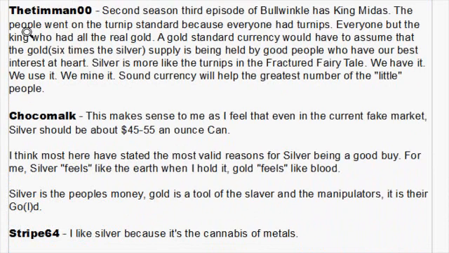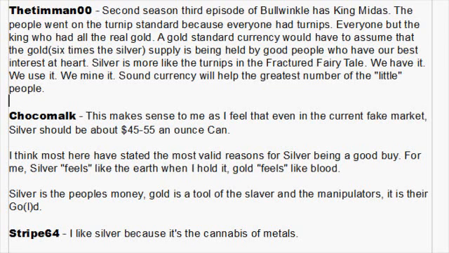Moving on, we got the Tin Man Double Zero, second season, third episode of Bullwinkle has King Midas. The people went on the turnip standard because everyone had turnips. Everyone but the king who had all the real gold. A gold standard currency would have to assume that the gold, which is 6 times the supply of silver, is being held by good people who have our best interest at heart. Silver is more like the turnips in the fractured fairy tale. We have it, we use it, we mine it. Sound currency will help the greatest number of the little people.